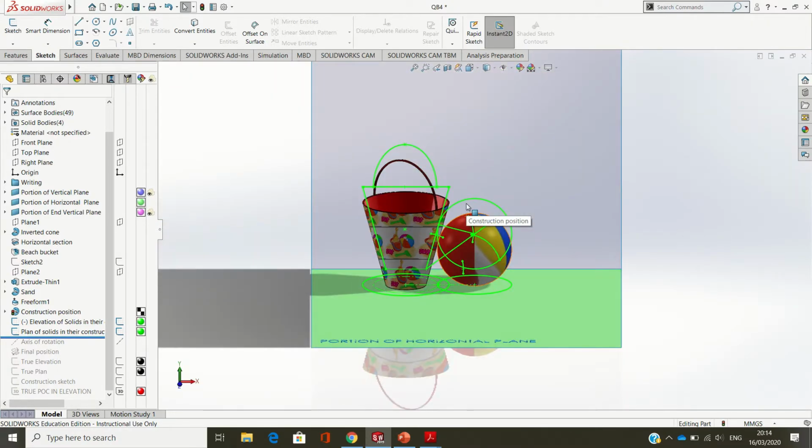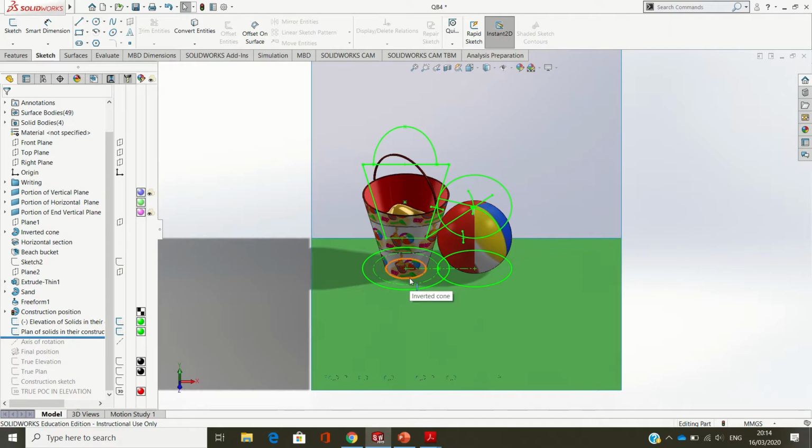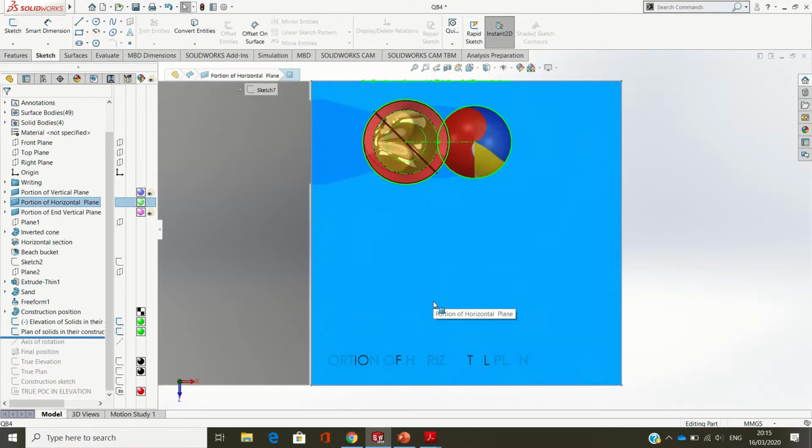Now, there's a hidden detail line underneath that point there, or that circle there in plan. So there's our plan view. Now then we're going to rotate the solid, the sphere, into its correct position.